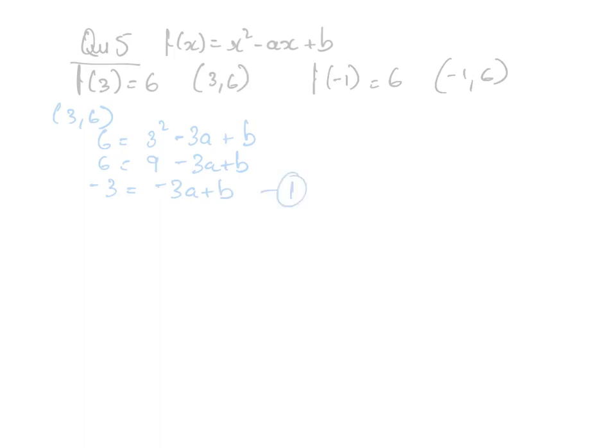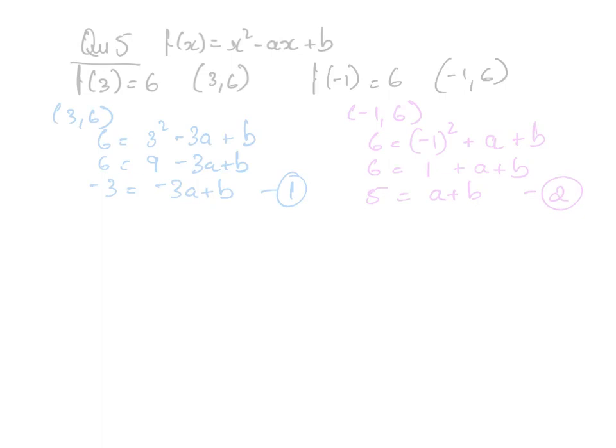That's my first equation. My second equation, I'm going to use the other point, which is -1 and 6. And let's do the same thing again. So 6 is equal to -1 squared. Be careful with the signs here. So -1 squared. Now, minus times a minus is a plus a, so plus 1a plus b. So 6 is equal to 1 plus a plus b. Bring it across. 5 is equal to a plus b. That is my second equation.